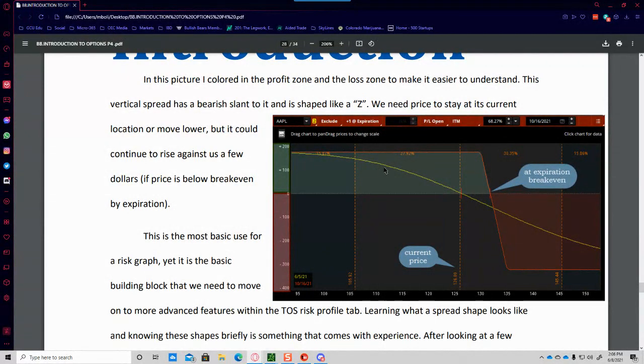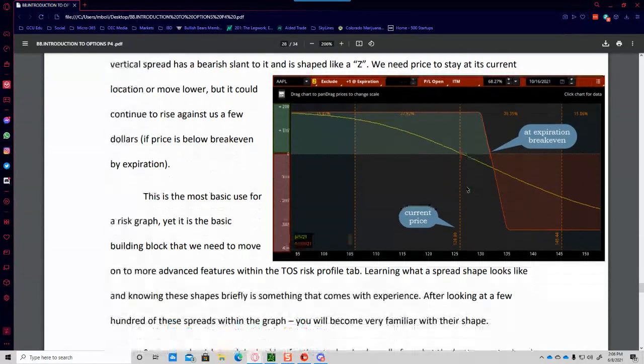It's either going to be shaped like an S or it's going to be shaped like a Z. A Z is a short trade, meaning the price is moving down to be profitable, and an S is a long trade where you need price to move up to be profitable, or to stay up or to stay down, right? Because a lot of these, we don't need price to do anything.